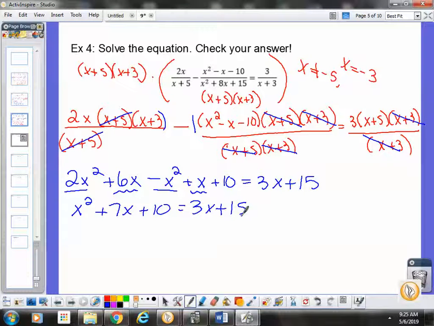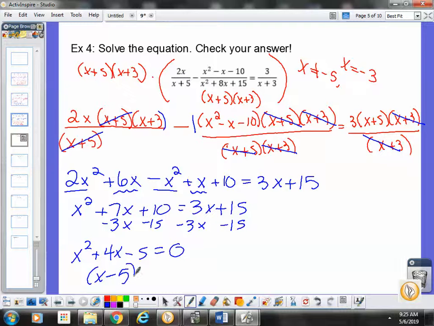Okay, let's move all the terms over to the left-hand side. We'll subtract 3x. At the same time, I can subtract 15. So I have x squared plus 4x minus 5 equals 0. How can we solve this? Yeah, we can factor. What factors of negative 5 add to 4? Negative 5 and 1. So I'm going to factor this as x plus... No, sorry, x plus 5 and x minus 1.